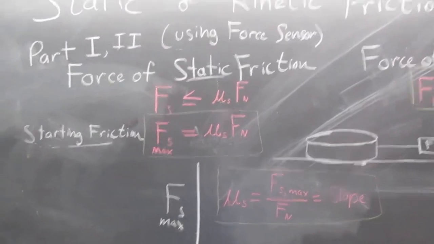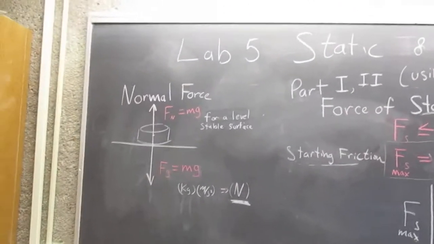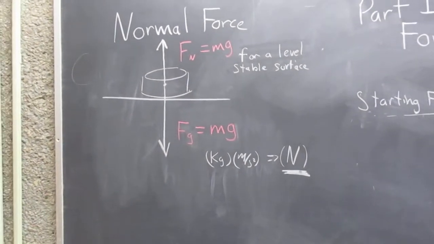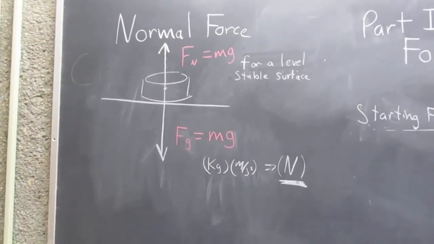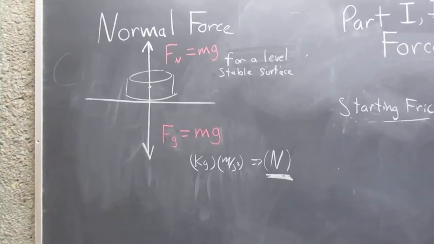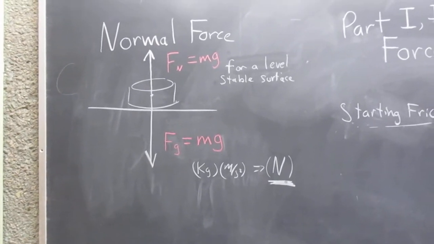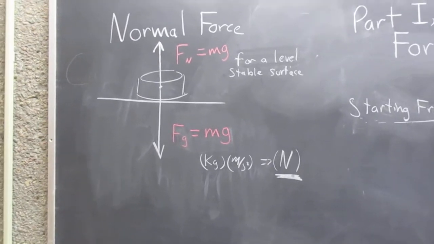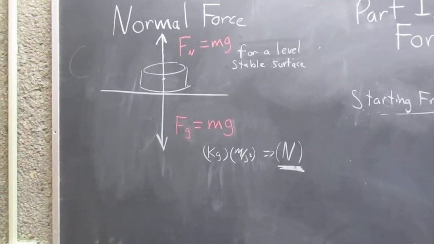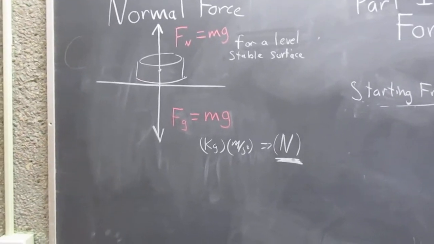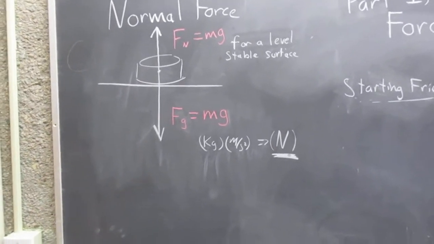And our normal force is simply the force that the table pushes back up on the box as the box sits on a table. In this case, it's equal to the weight. So the normal force is the mass in kilograms times the acceleration of gravity in meters per second squared. That gives us our units in newtons.